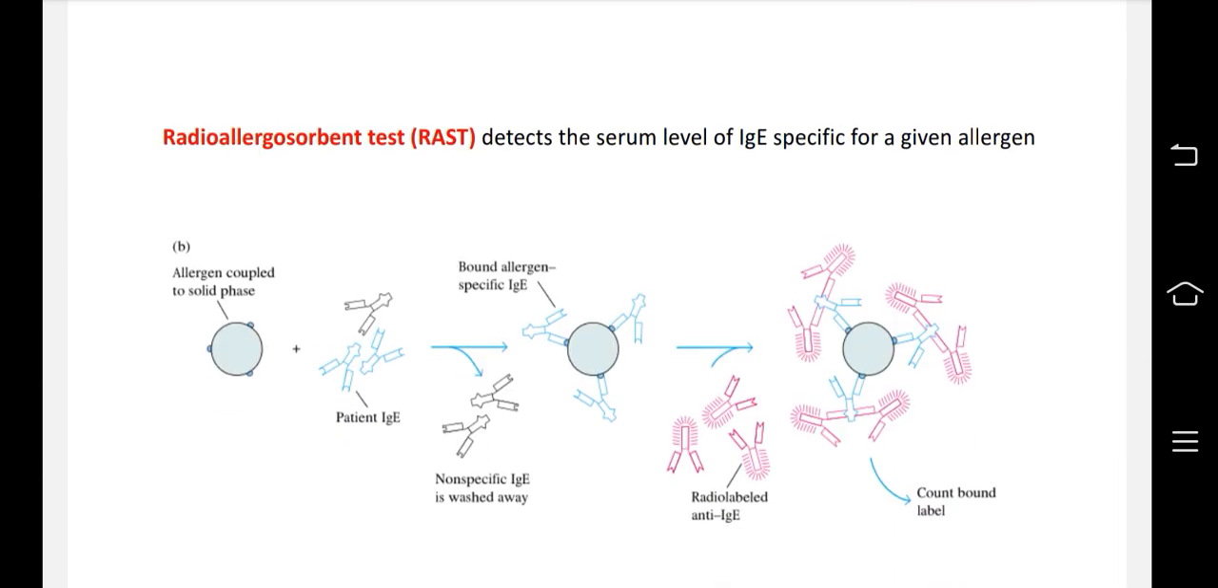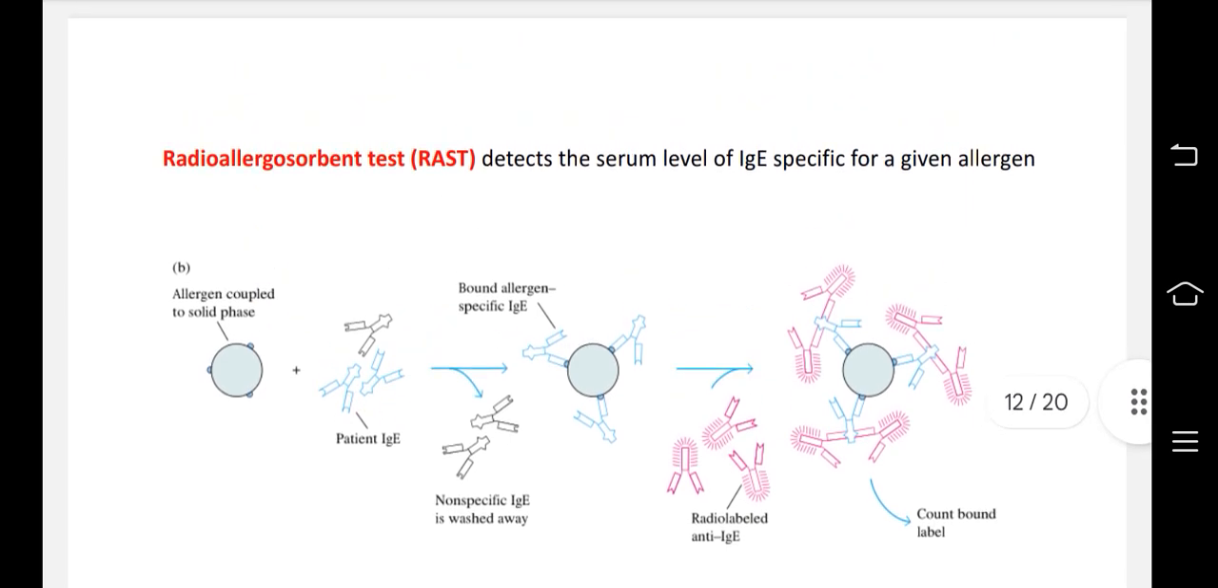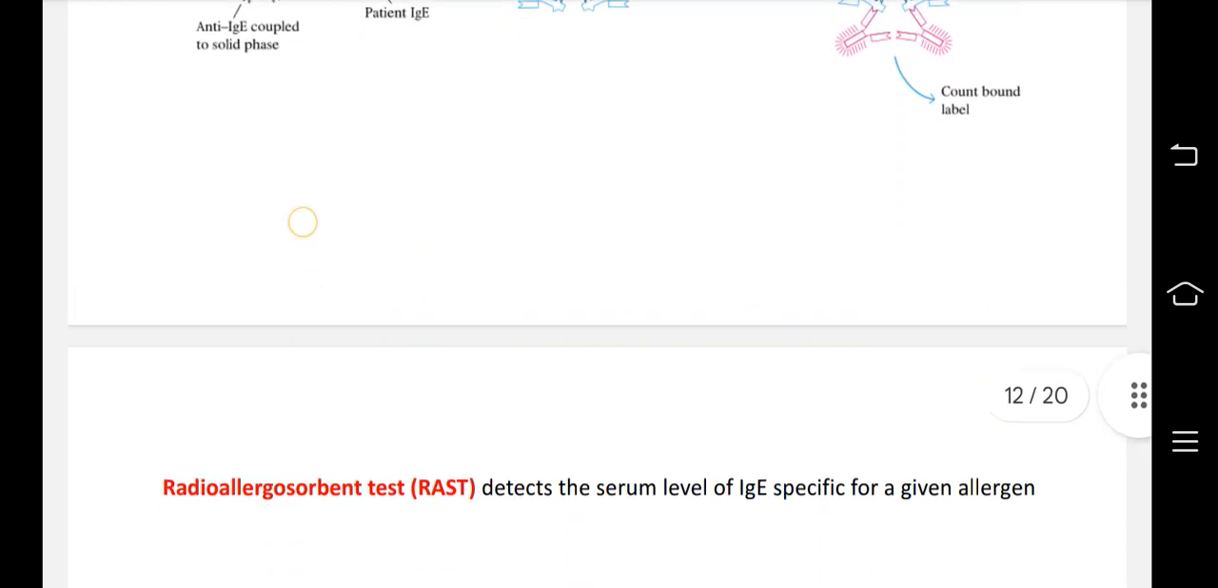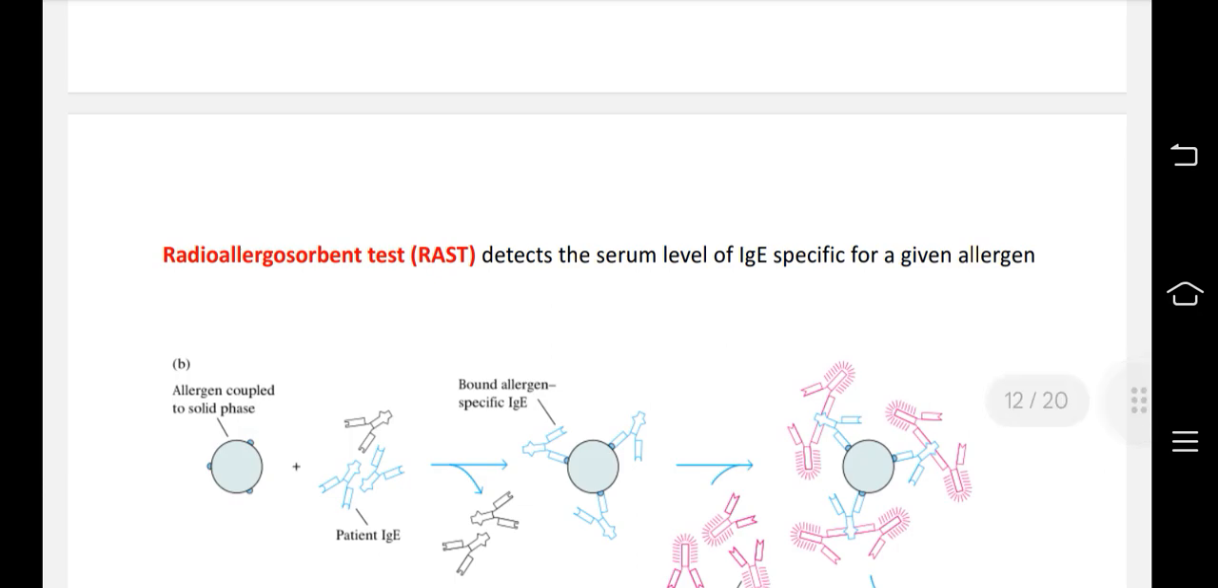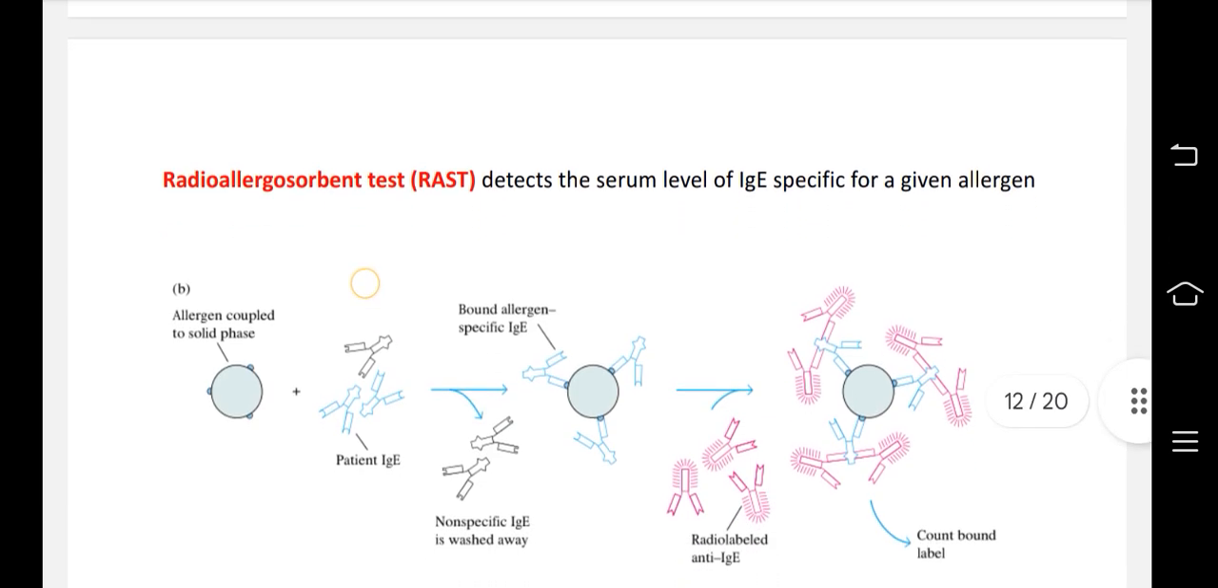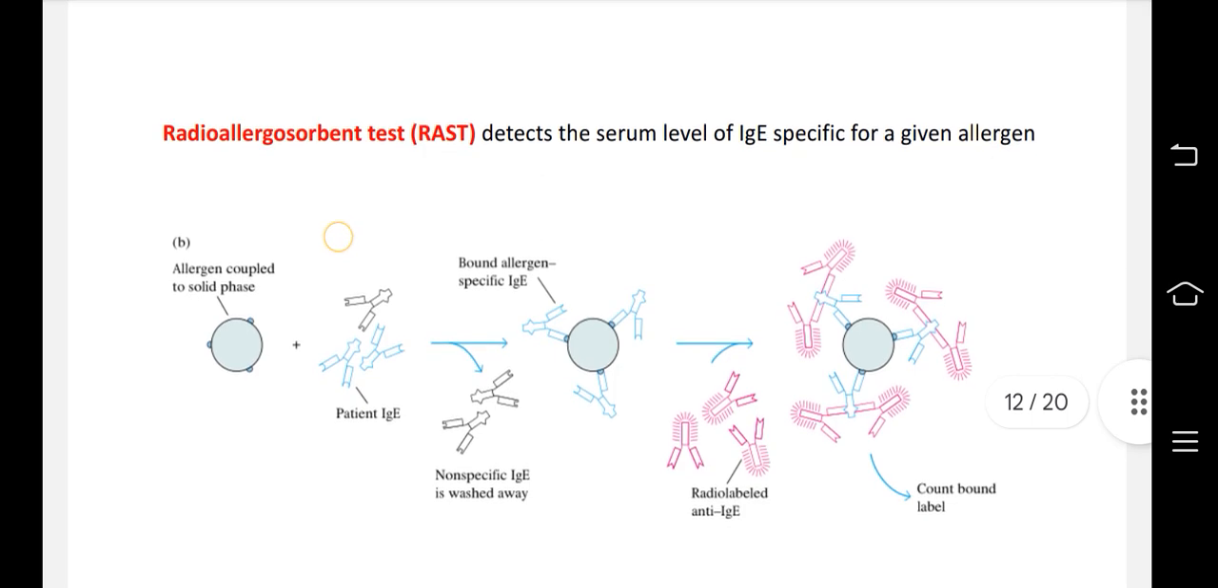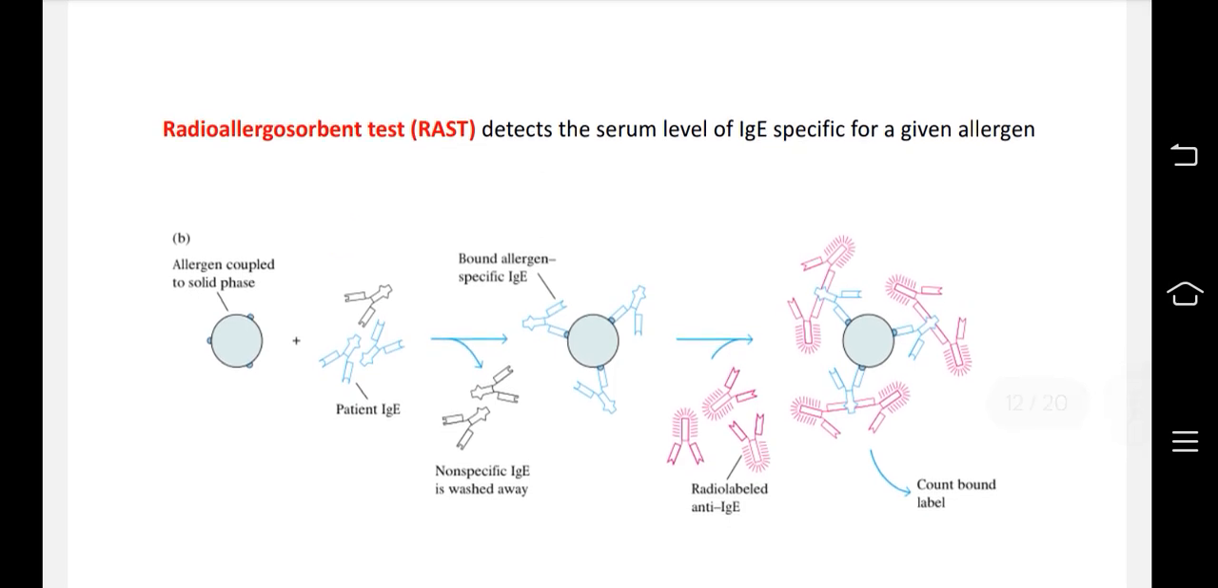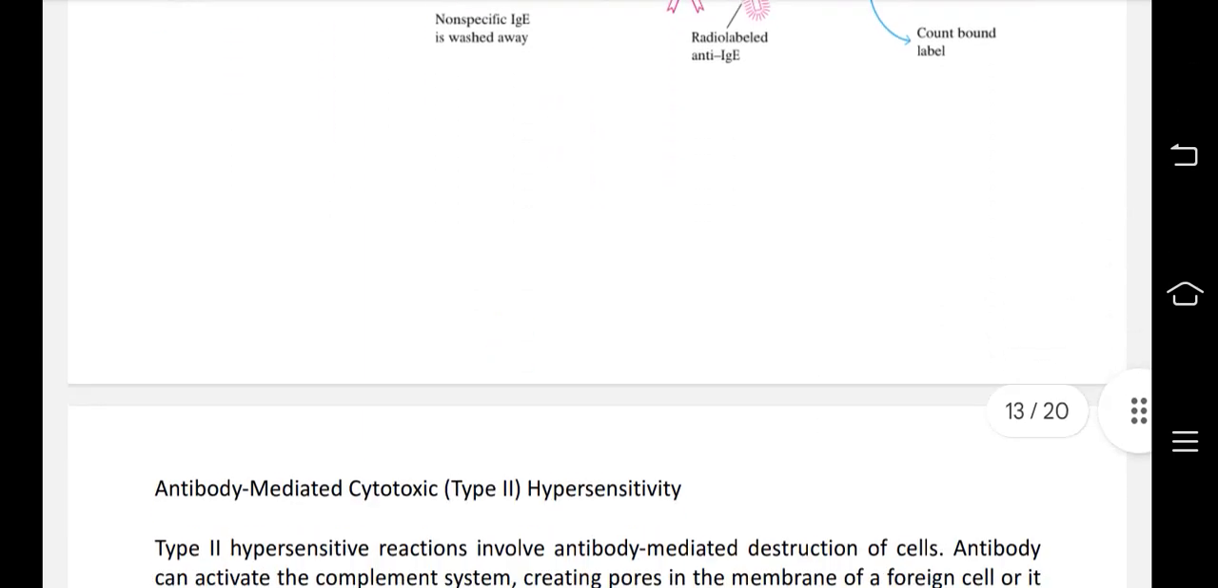Radioallergosorbent test. We need to mention this. It detects the serum levels of IgE specific for a given allergen. The allergen is coupled to a solid phase, and patient IgE binds the allergen as allergen-specific IgE. The non-specific IgE is washed away, radiolabeled anti-IgE is added, then we count the blood label.